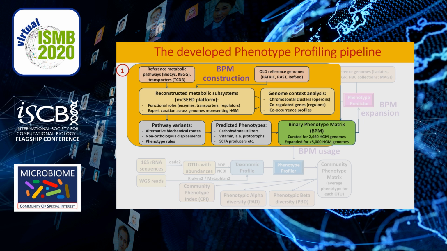To enable the phenotype profiling pipeline, we first construct the binary phenotype matrix using reconstruction of metabolic subsystems or pathways in the MCC platform, utilizing genome context analysis techniques such as chromosomal clustering, co-regulation of genes, and co-occurrence of genes in the profiles. And we curate functional roles for enzymes, transporters, and regulators, and assign pathway variants to each pathway and binary phenotype at the end, which form the binary phenotype matrix. Currently, the BPM includes 2600 human gut microbiome genomes.